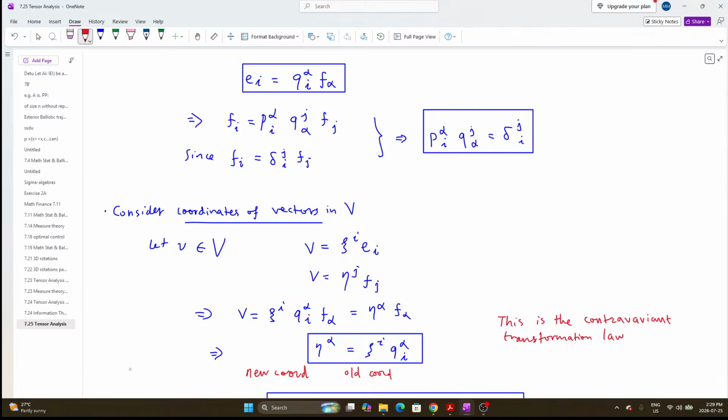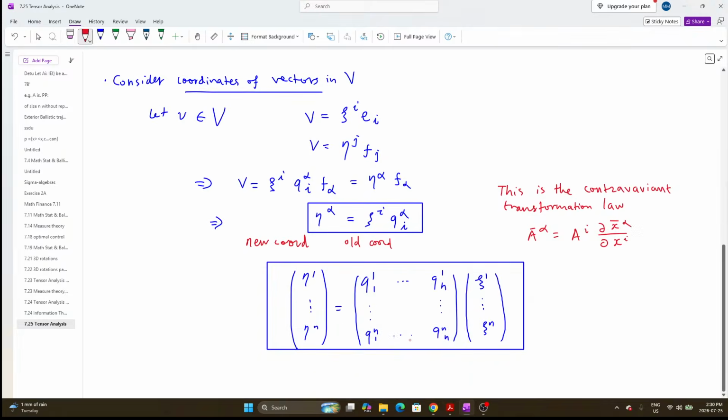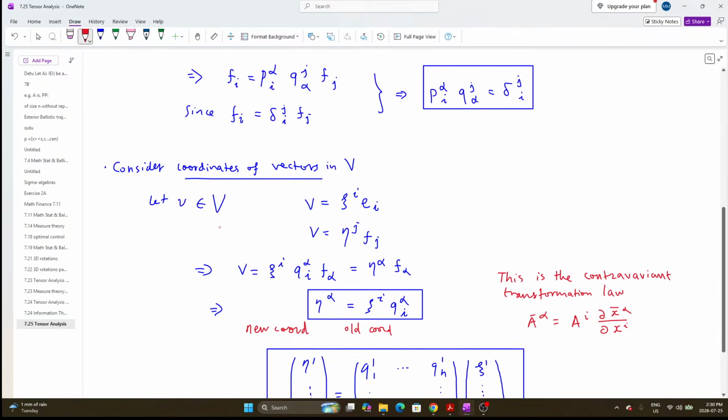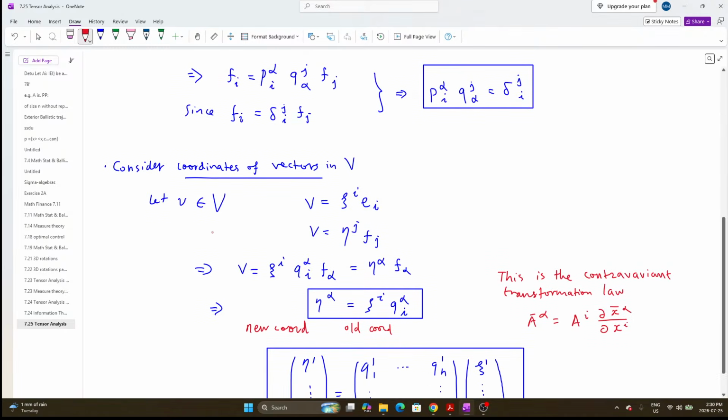Okay, let's write that down again. So the contravariant transformation law says A bar alpha equals A^i times dx bar alpha over dx^i. Same business.